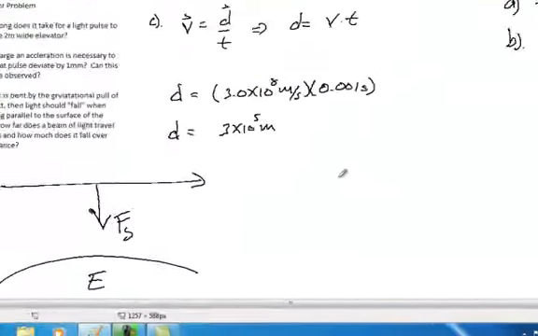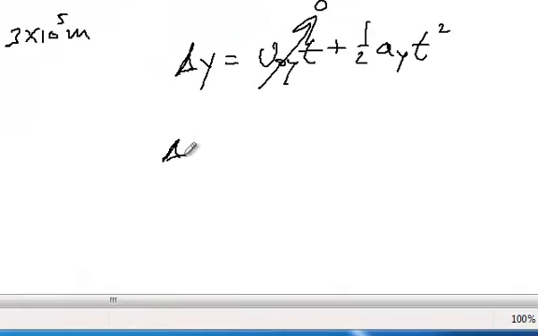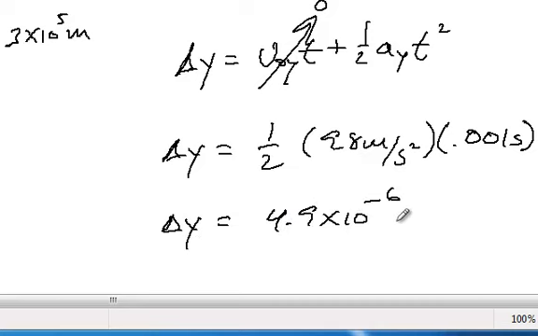Well, we go back to the same solution we had on part B, and we start off with the equation delta y is v naught y t plus 1/2 a y t squared. Again, we know the initial velocity in the y direction is 0 because the light beam is traveling horizontally to the surface of the Earth. So we're solving for delta y. Delta y is equal to 1/2 times the acceleration in the y direction, which in this case is due to gravity, so it's 9.8 meters per second squared, times time squared, where time was given to us to be 0.001 seconds squared. And so, again, if we plug all this into our handy calculator, we get a value of roughly 4.9 times 10 to the negative 6 meters.